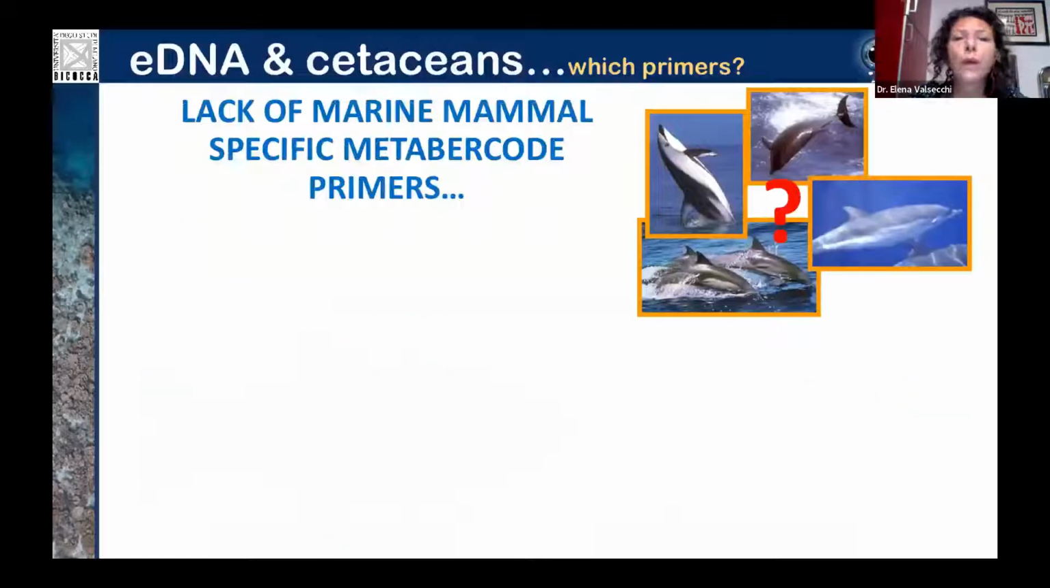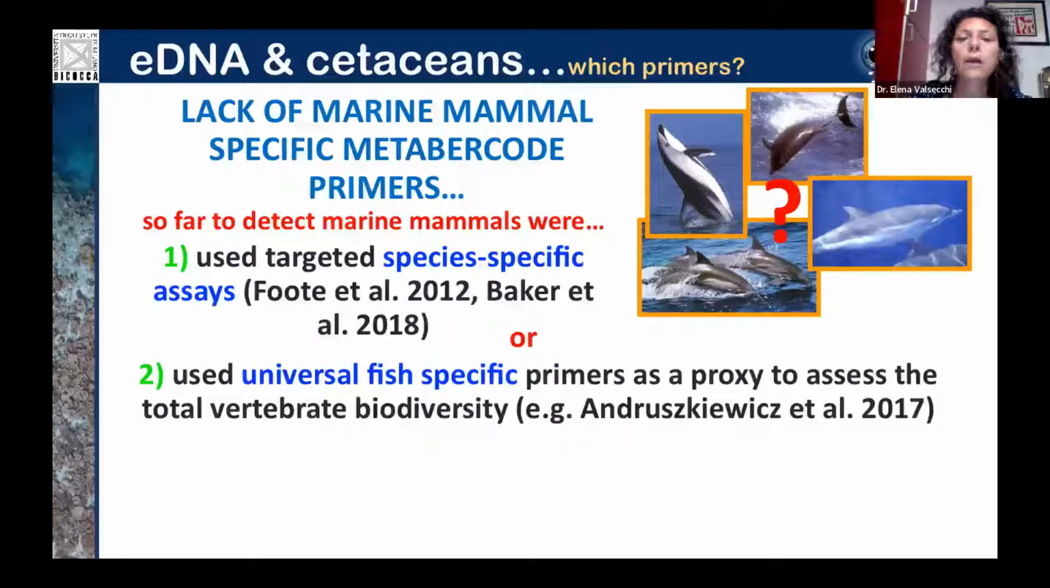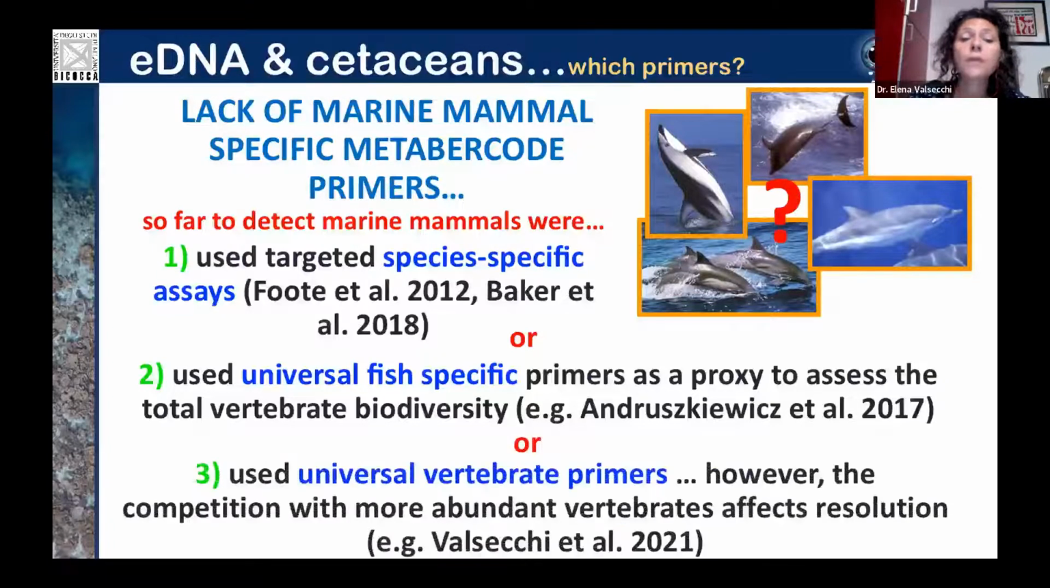So what should we do when we want to use eDNA to work on cetaceans? Well, there is a lack of marine mammal specific metabarcoding primers. What has been done so far in the literature is either using species-specific assays, so therefore the barcoding approach, or using universal fish-specific primers that sometimes are able to pick up also marine mammals, or, as in our case, using universal vertebrate primers, but we have seen that there are some problems also in this case, in that the resolution is not at the top.